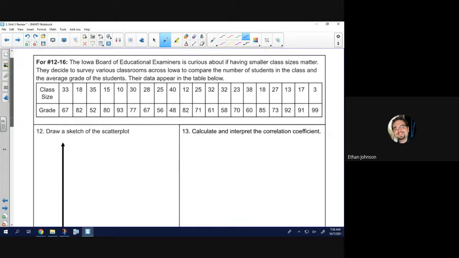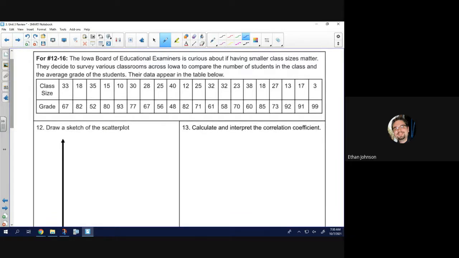Last page. For 12 through 16, the Iowa Board of Educational Examiners is curious about if having smaller class sizes matters. They decide to survey various classrooms across Iowa to compare the number of students in the classes and the average grade of the students. Their data appears in the table below.